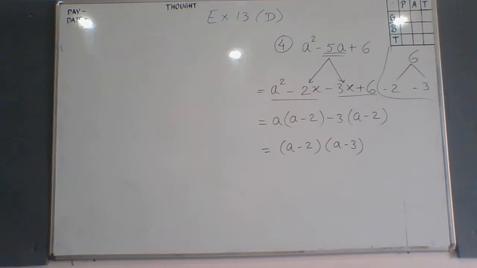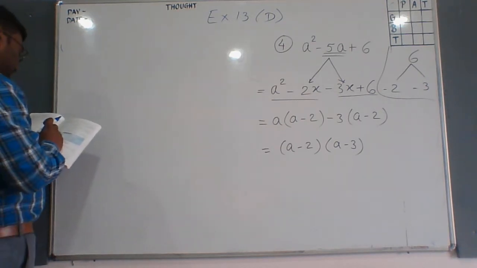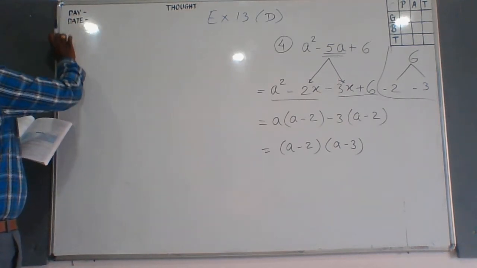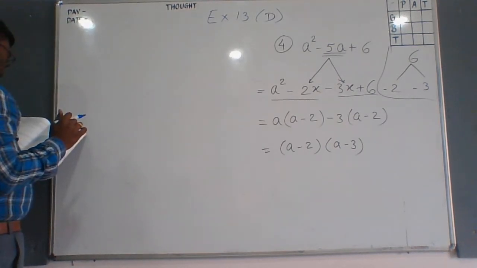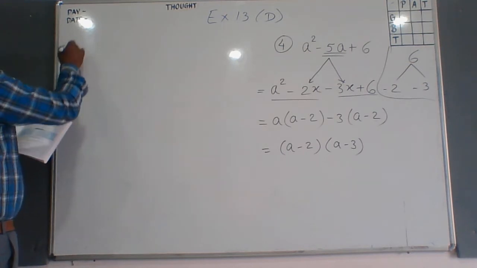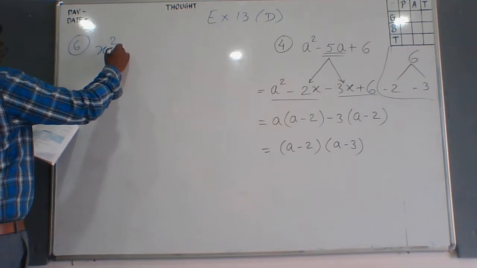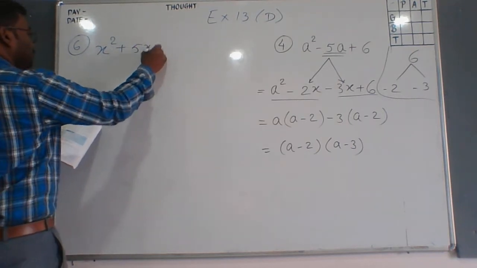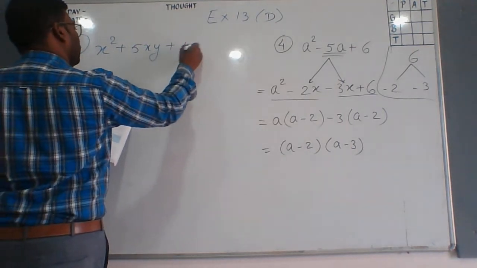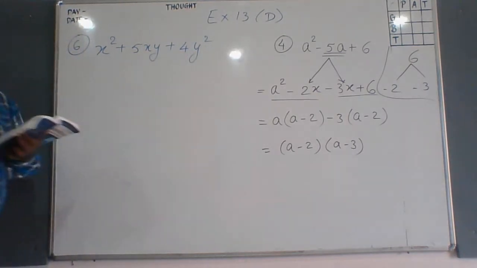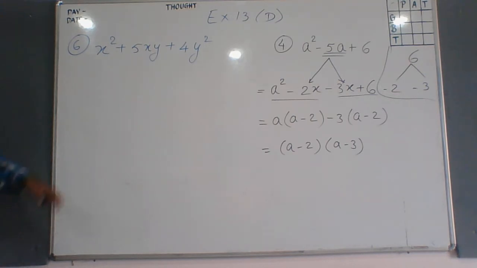Next, we are solving question number 6. Question number 6 we are solving now. It is x square plus 5xy plus 4y square. This is the given polynomial. Okay. So we will apply the same procedure.